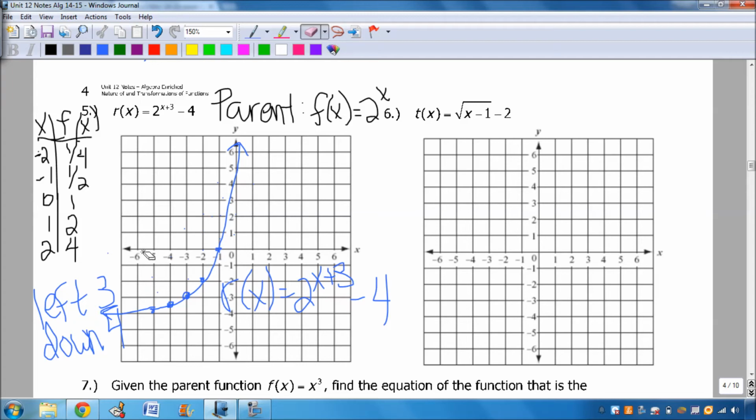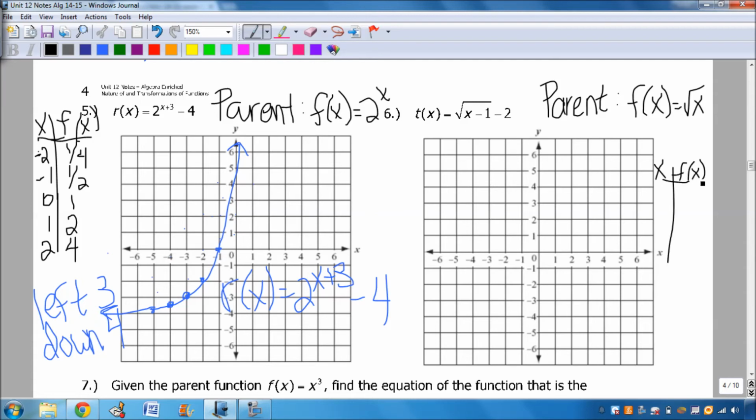and then we are good to go for this graph, okay? And then our last one right here is t of x equals the square root of x minus 1, minus 2. So let's figure out our parent function. And our parent function is going to be the square root of x, because this has a square root. So what I need to do is figure out what my original values are going to be for my parent function.